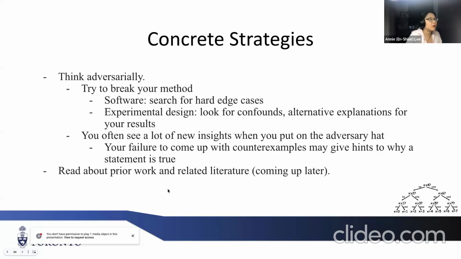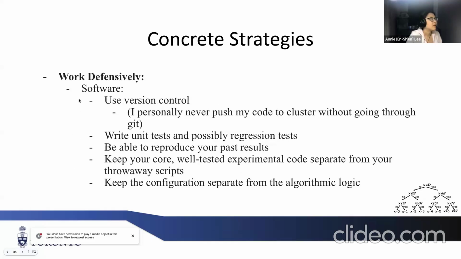And also you can read about prior work and related literature, which we went through already. You can also work defensively: unit tests, reproduce your past results. I always force everyone coming into a project to reproduce some baseline so that, defensively, at least we know your number matches the previous numbers. If your numbers are really off, then either something's wrong, your code is wrong, the cluster's wrong, something's happening.